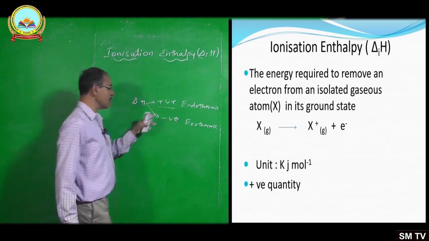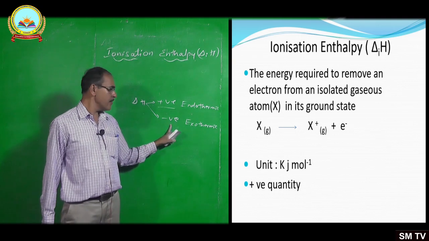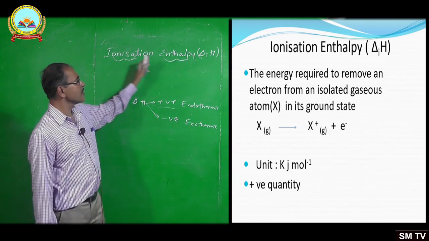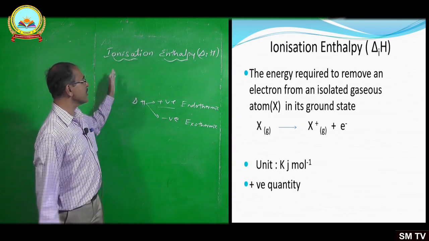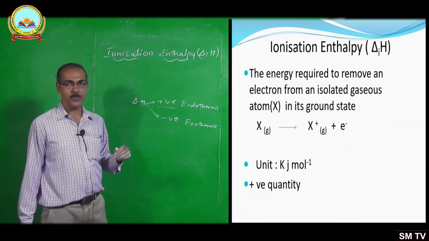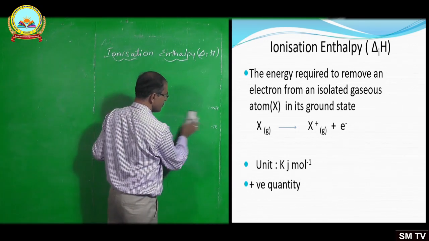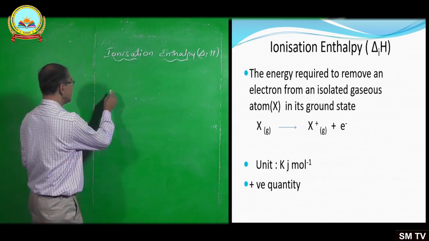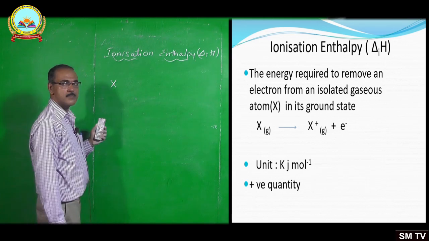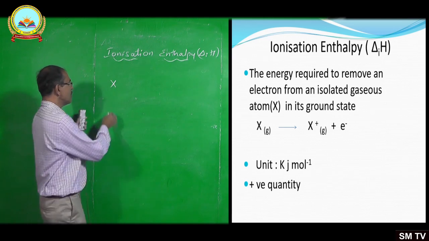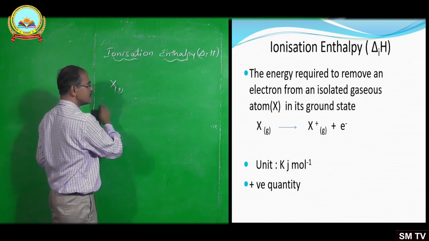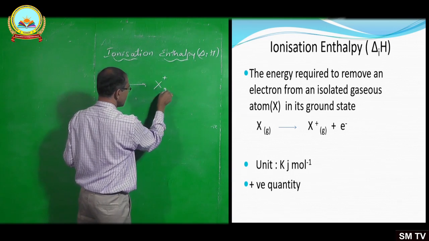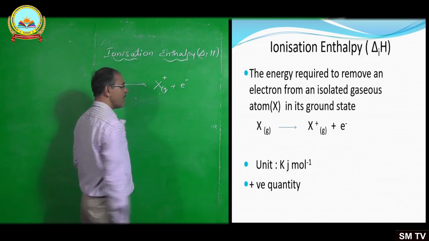One is endothermic, positive delta H. If delta H is negative, then it is called exothermic. Let us see what about the ionization enthalpy, or delta H for ionization. Ionization means removal of an electron. You take an X atom, X gaseous, and remove an electron: X plus gaseous plus e minus.